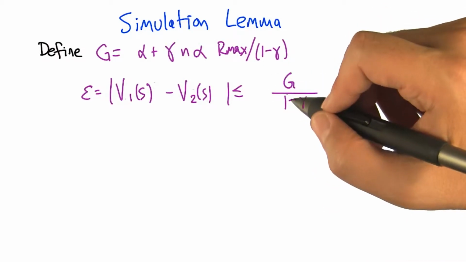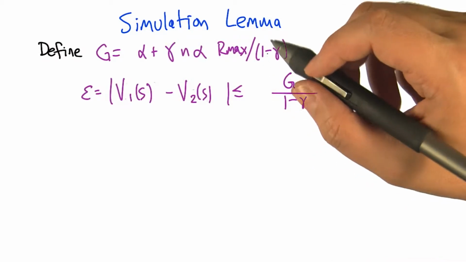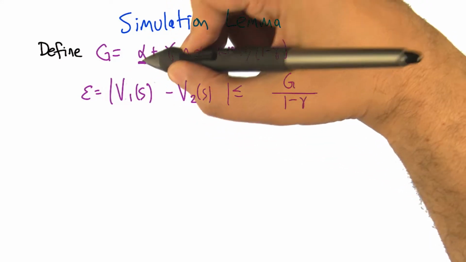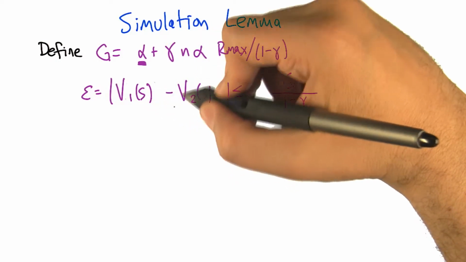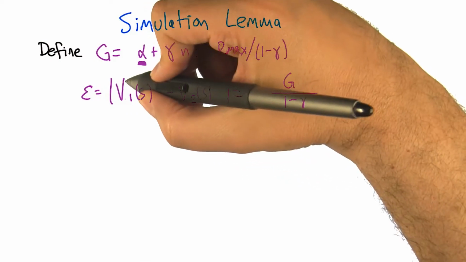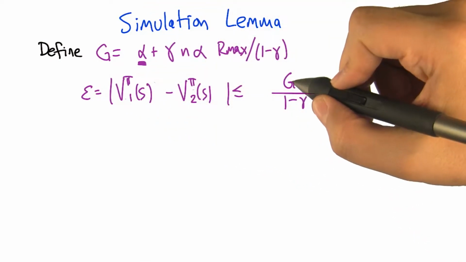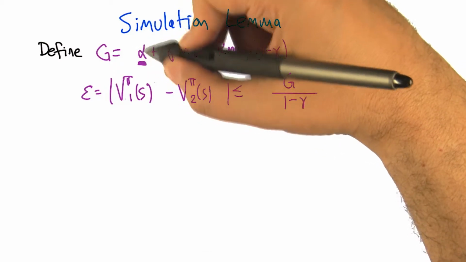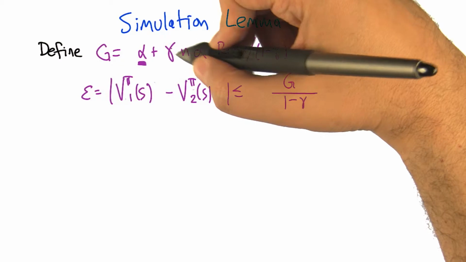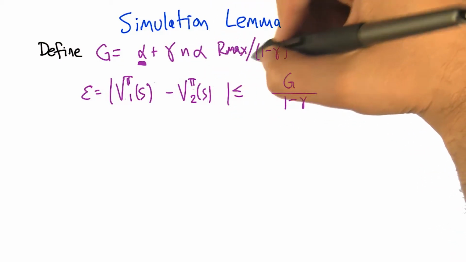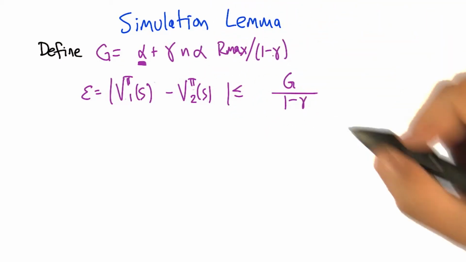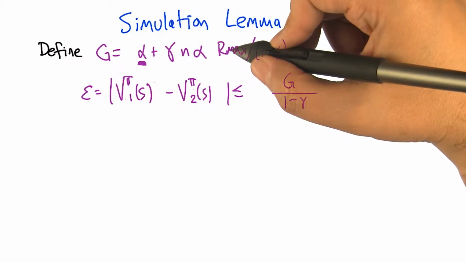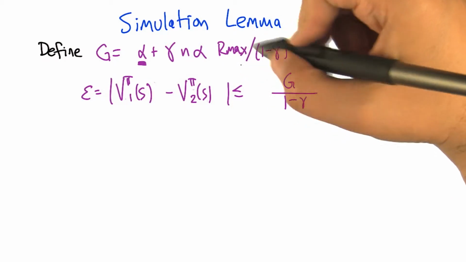If you push the math all the way through, what you find is that if all the transitions and rewards are alpha close to each other, then the difference in the values that you get for following a policy is going to be no more than g over 1 minus gamma, where g is that alpha, that error amount, plus a discounted version of that error amount times the maximum reward that we get forever. Right? So this is actually the maximum value that you can get if you get the maximum reward over and over and over again.